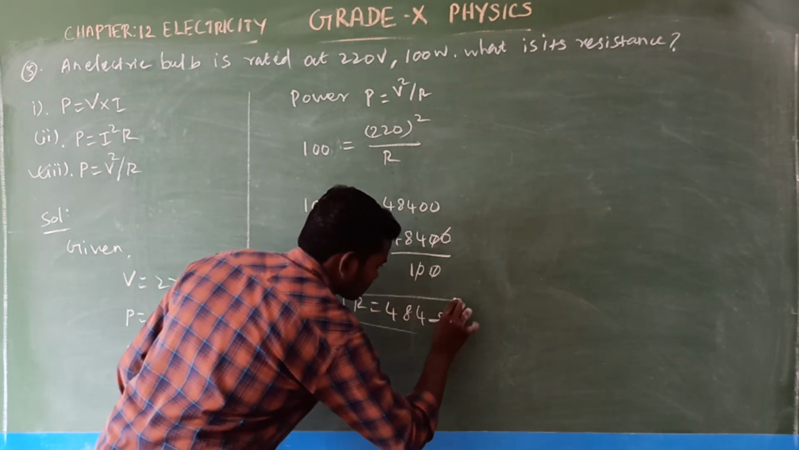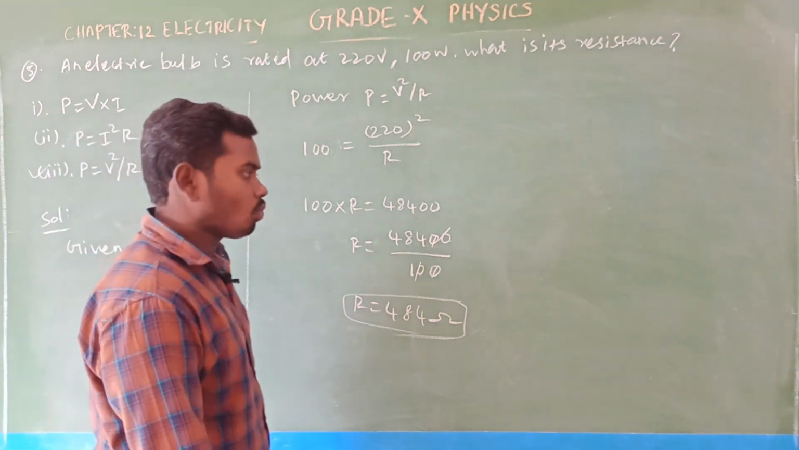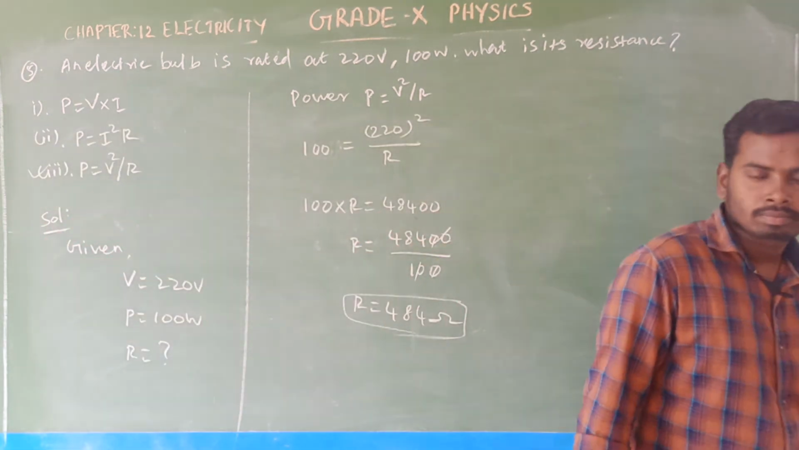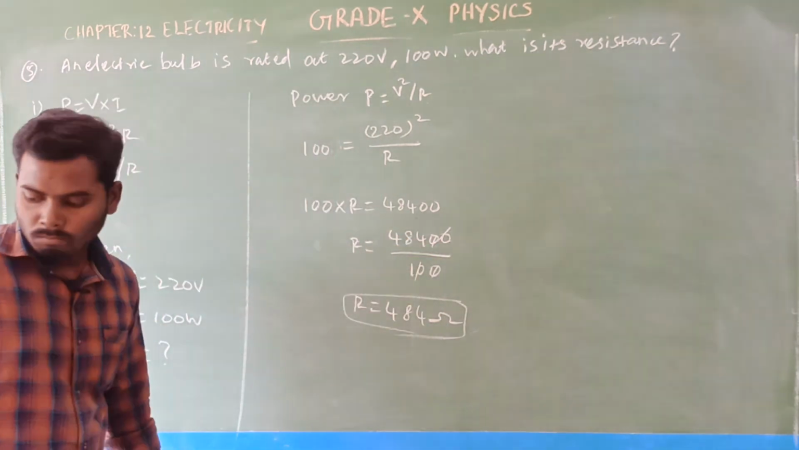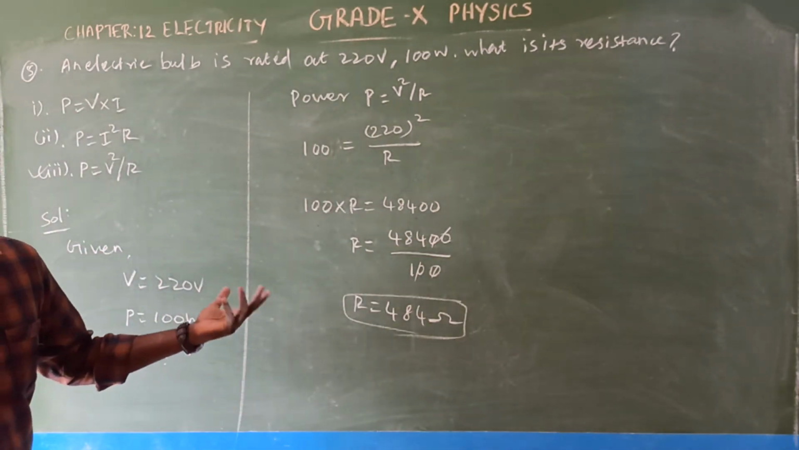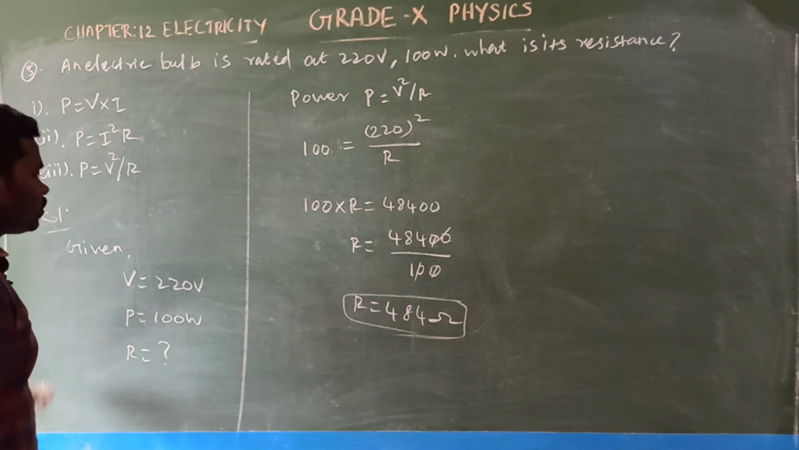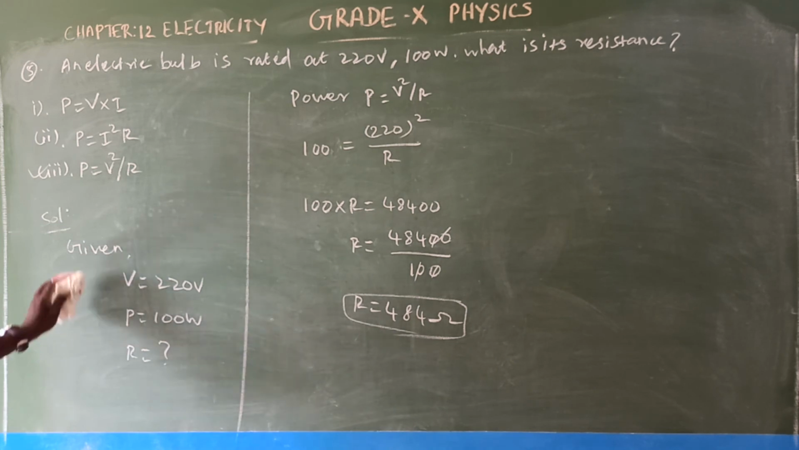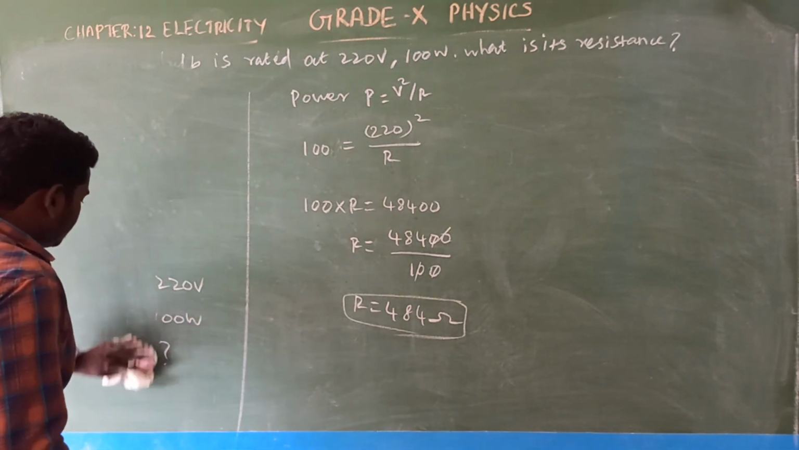That's all, students. 484 ohm. Very easy one. Is there any difficulties? No, nothing is there. Okay, so this is one of the types. Look at here. So just pause the video and copy all these things. This is one type of numericals.